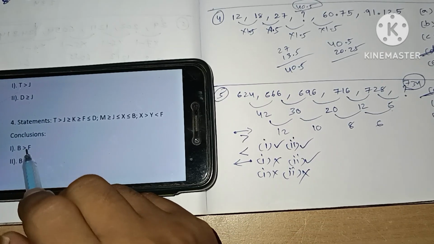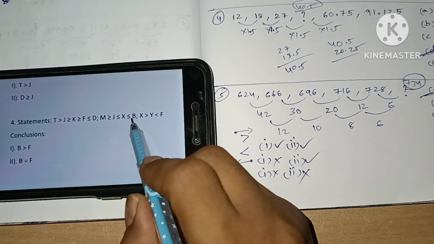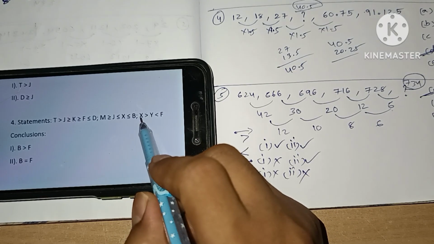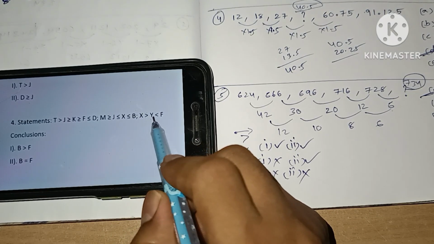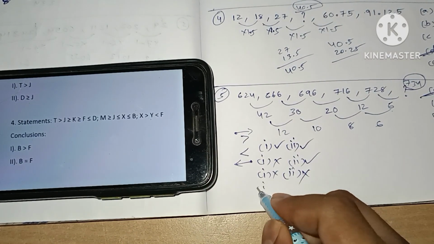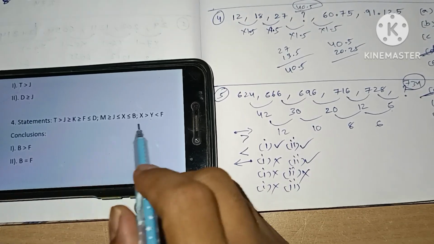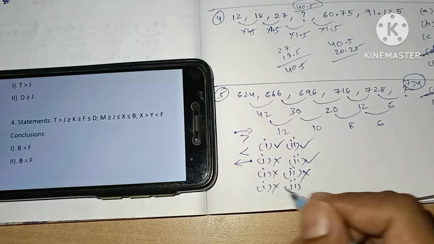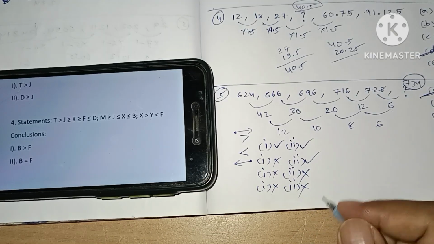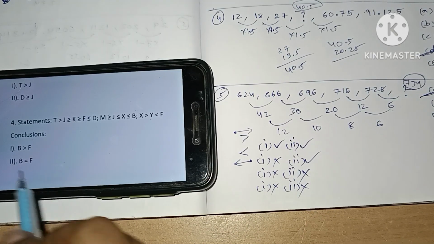Fourth question, the flow from B to F. From B we can reach X. From X we can reach Y but not F. So first conclusion is false. Second conclusion, B is equal to F. It is not equal to. So second conclusion is also false. Okay, the answer for this one is neither nor.